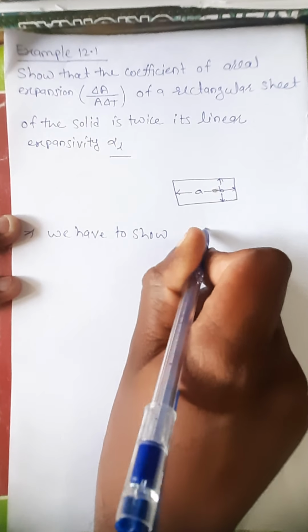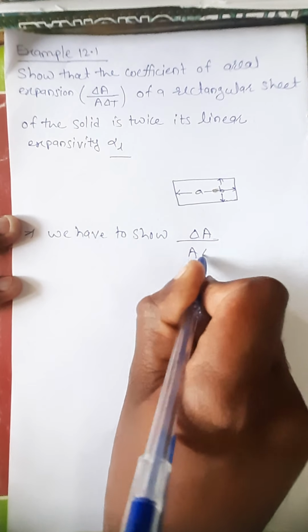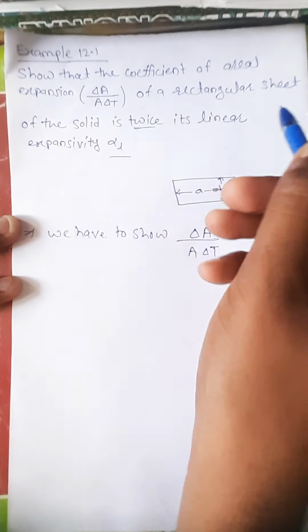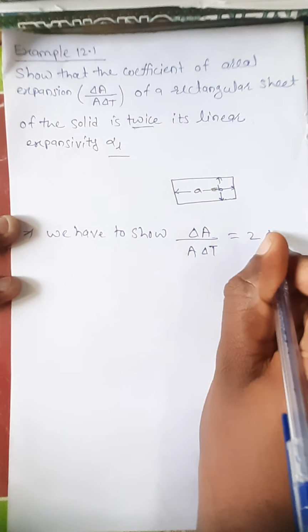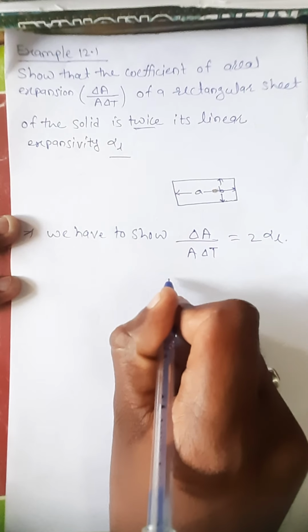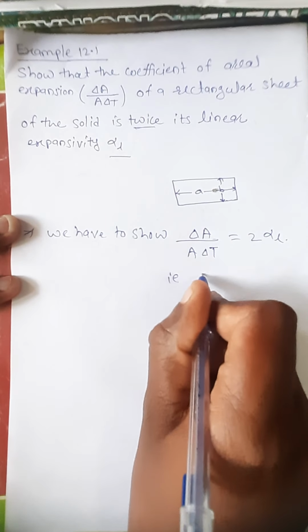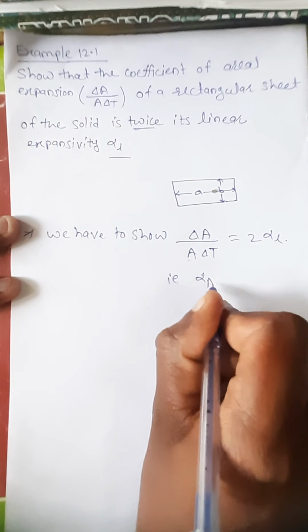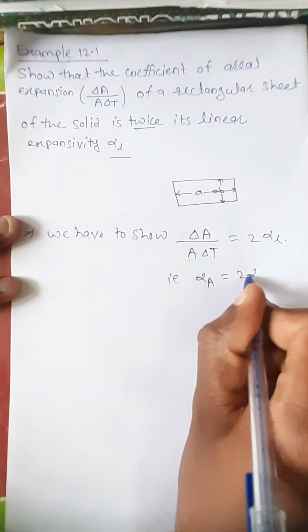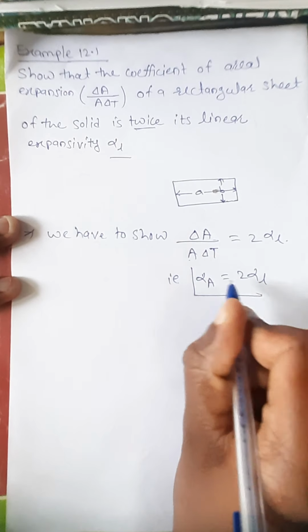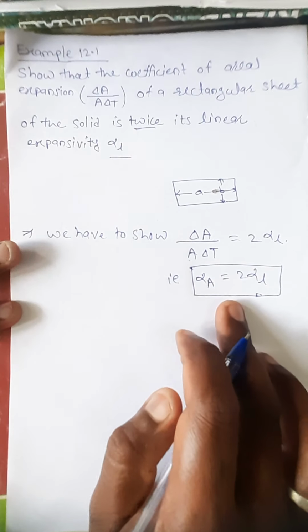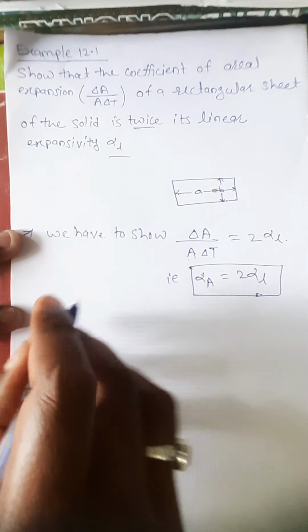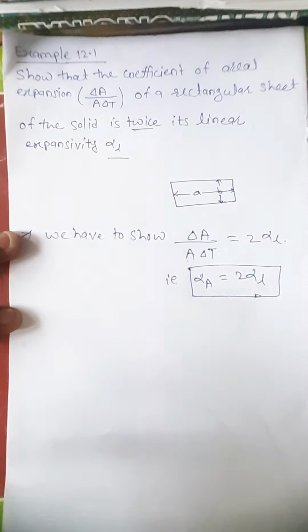that delta A by A into delta T is equal to twice its linear expansion, 2 times alpha L. Okay, this delta A by A into delta T is nothing but alpha A. Alpha A is equal to 2 times alpha L. We have to show that. Now for that purpose, consider a rectangular sheet.